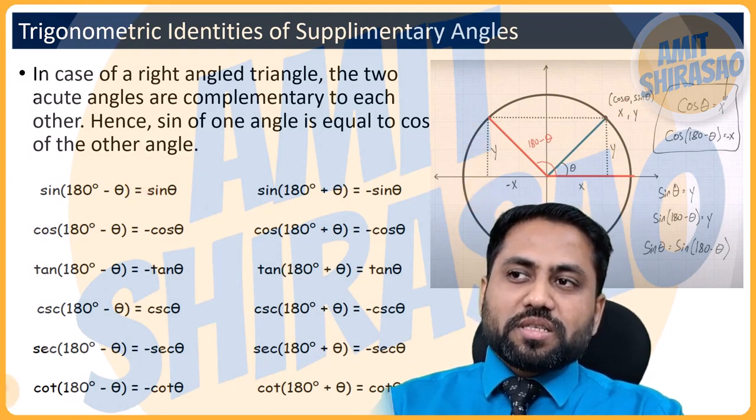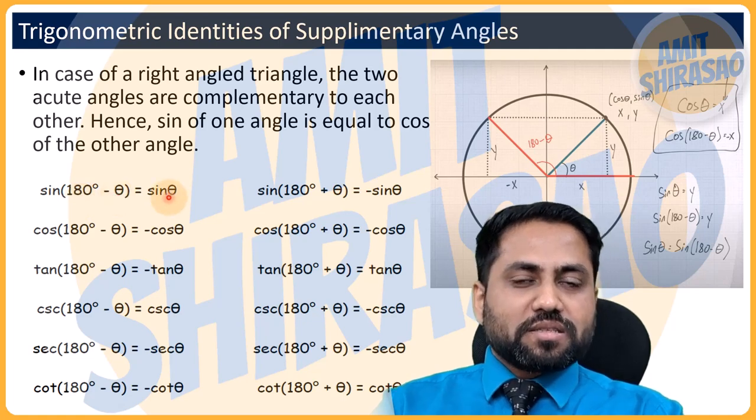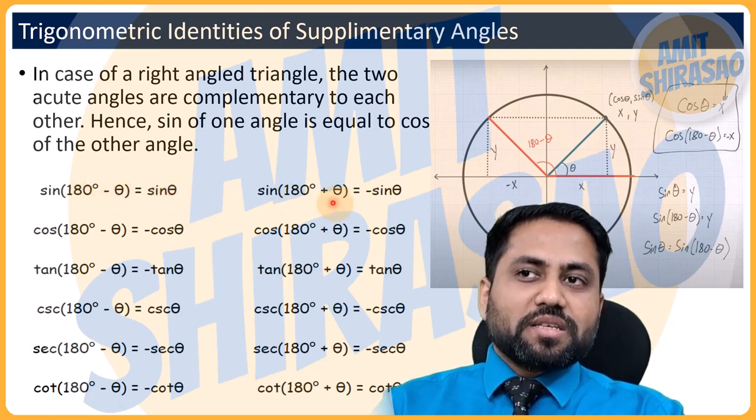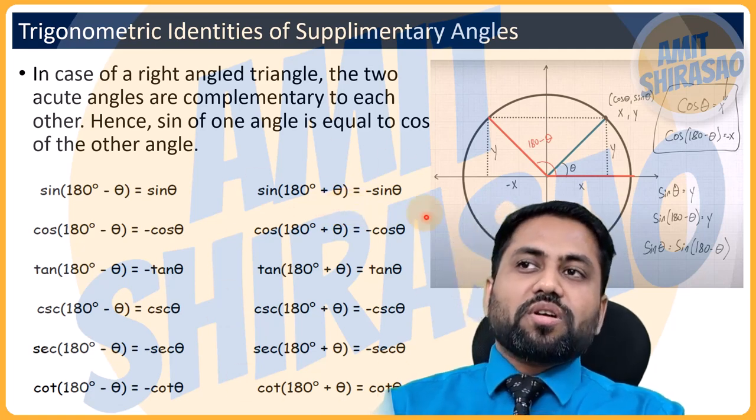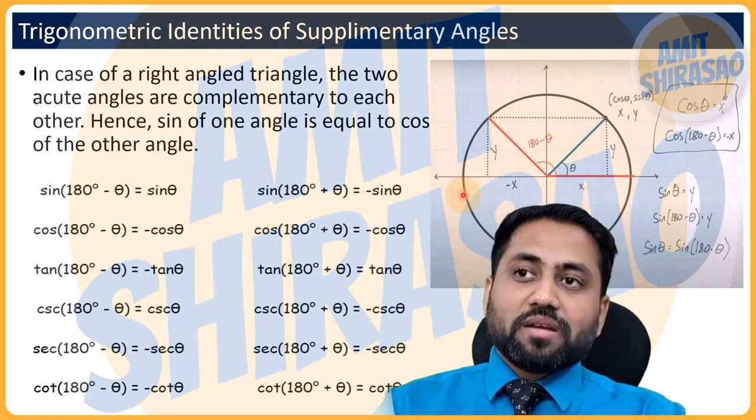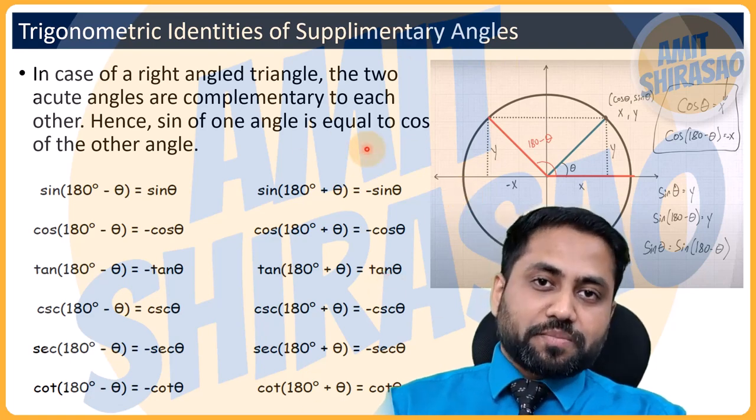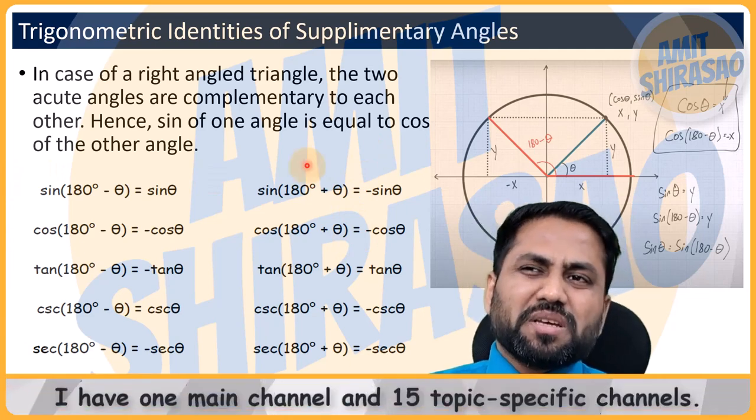Now these are supplementary angles: 180 degrees minus theta, and this is theta. These are not supplementary angles, but still these are also called trigonometric identities for supplementary angles. I don't know why, but this is what the study material says. So remember all these formulae, try to remember them.